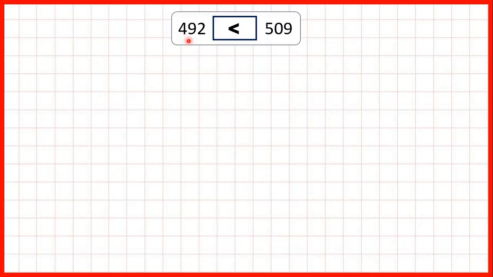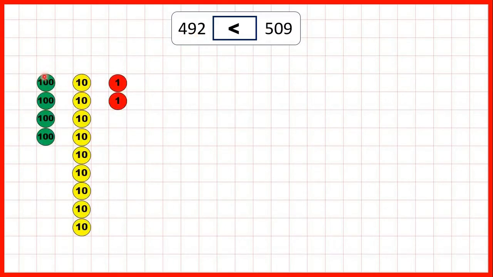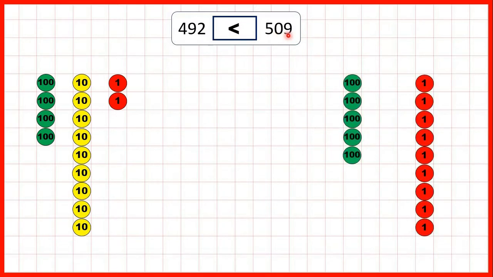Then we had 492, so that's 4 hundreds, 9 tens and 2 ones, and 492 is less than 509, so that's 5 hundreds, no tens and 9 ones. Now it doesn't matter that 492 has 9 tens and 509 doesn't have any, because remember, we need 10 tens just to make something that's the same value as 100. So, because 509 has more hundreds, we know that it must be larger.